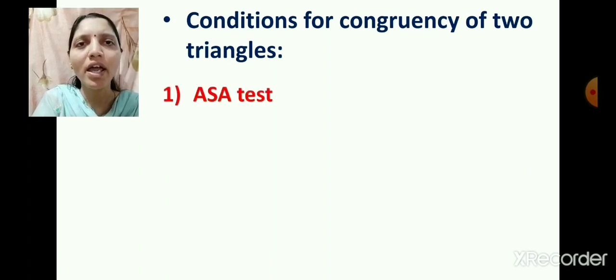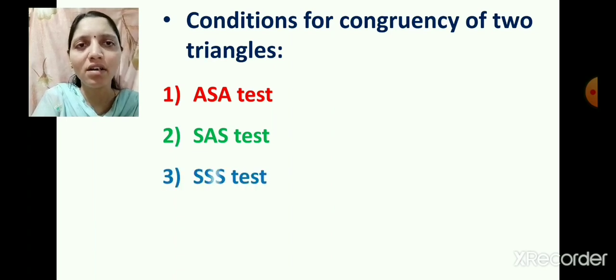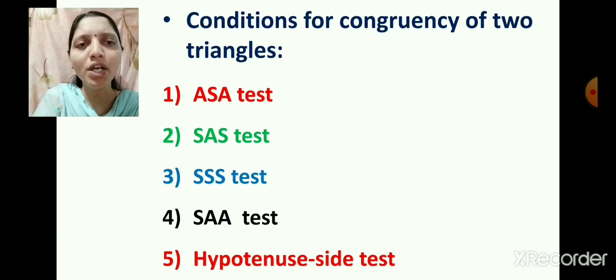First one, ASA test, means angle side angle test. Second one, SAS test. Third one, SSS test, that is triple S test. Fourth one, SAA test. Fifth one, hypotenuse side test. Now the fifth one is only for right angle triangles. Now let's start with the first test, that is ASA test.